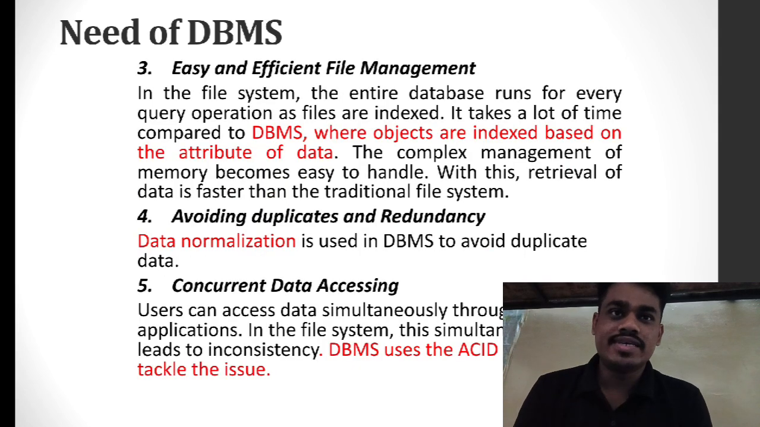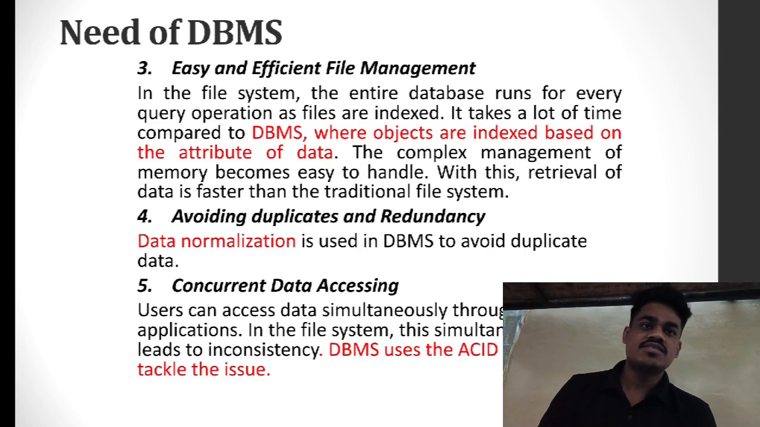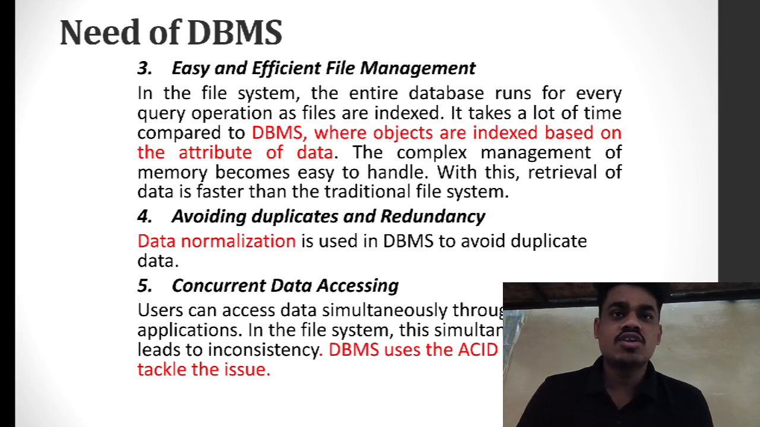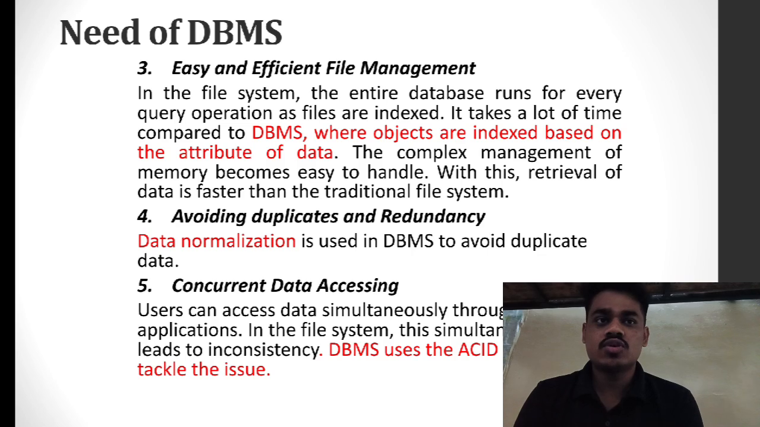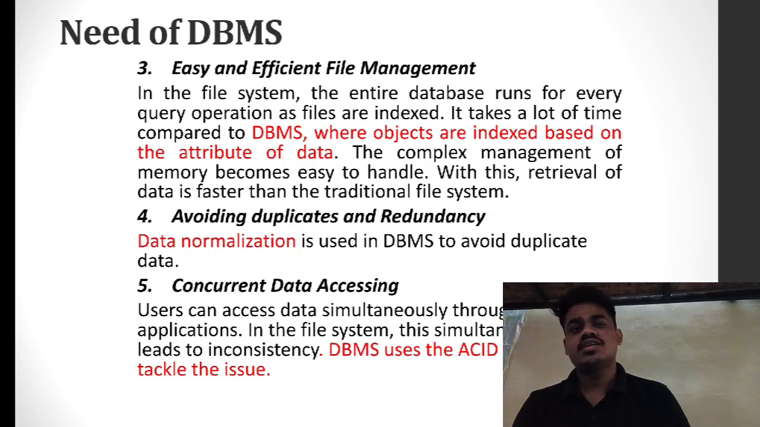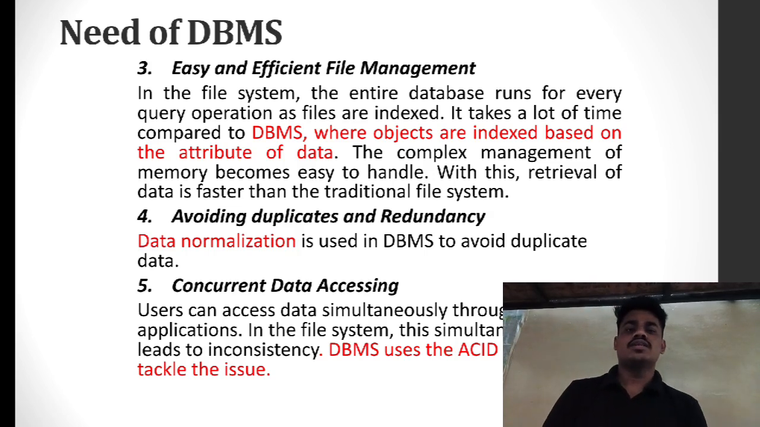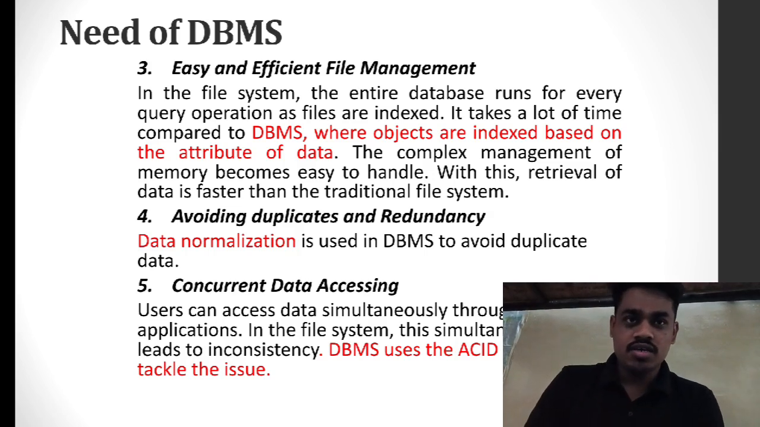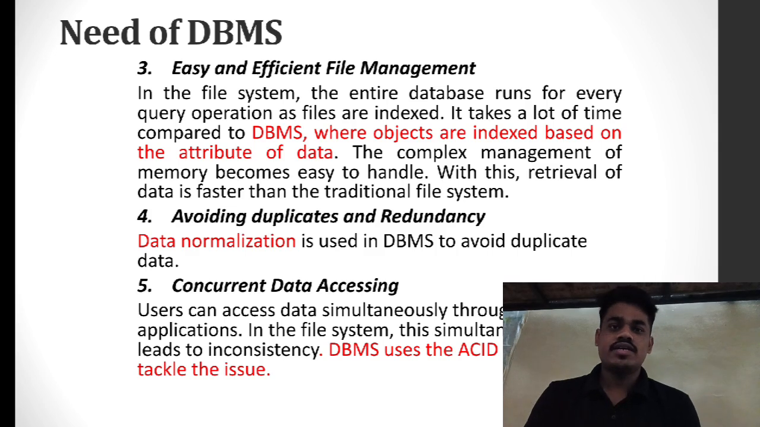Third one, easy and efficient file management. In the file system, the entire database runs for every query operation as files are indexed. It takes a lot of time compared to DBMS, where objects are indexed based on the attribute of data. The complex management of memory becomes easy to handle. With this, retrieval of data is faster than the traditional file system, avoiding duplicates and redundancy. Data normalization is used in DBMS to avoid duplicate data.